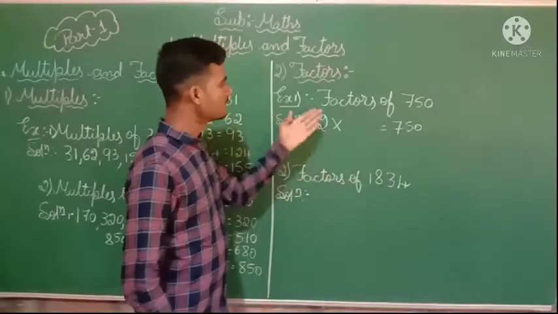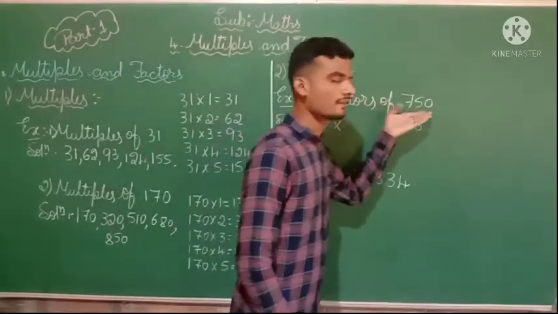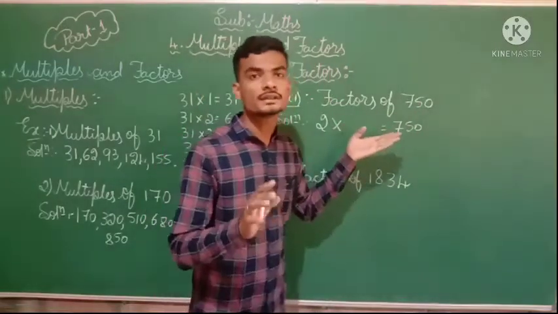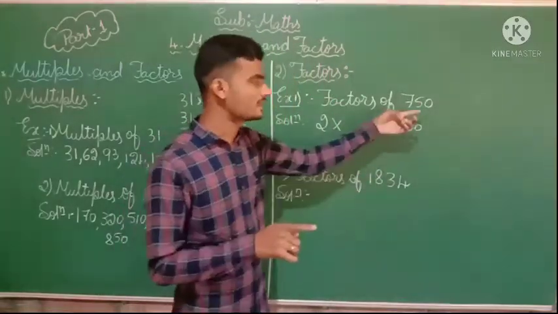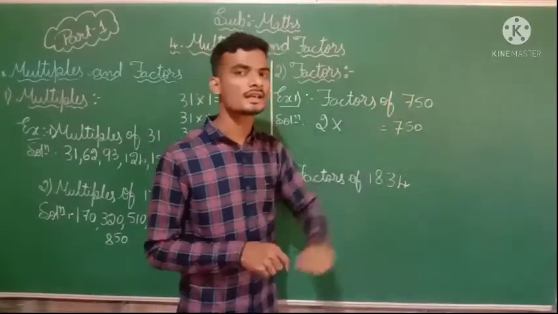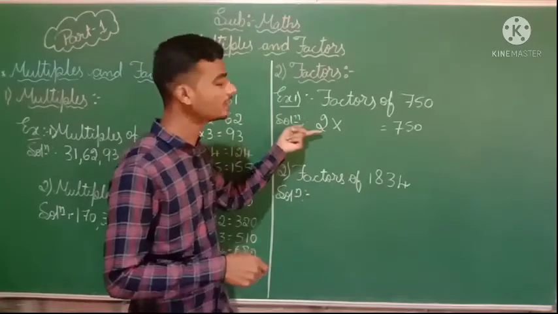Yes students, to find the factors of 750, first we do not need the number 1 and the number itself. Except 1 and the number itself, we want to take other numbers. So I have taken 2 here.